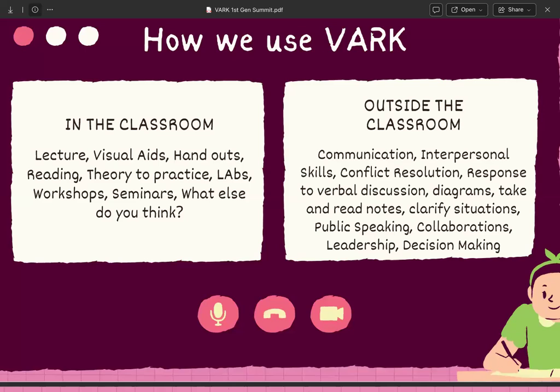What about board games and puzzle solving? For our read-write learners, they use written instructions. For our visual learners, they can use diagrams. For our oral learners, they can use verbal explanations. And for our kinesthetic learners, they can use demonstrations.